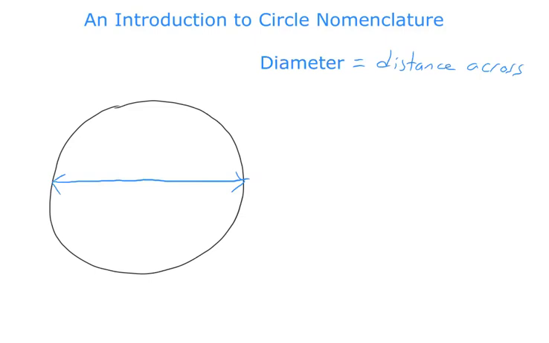Within that, we have the radius, and the radius is half of the diameter, which is just to say from the center of the circle to the edge. It's just half a diameter. So from the center to the edge, and I'll write that as well. Center to edge.